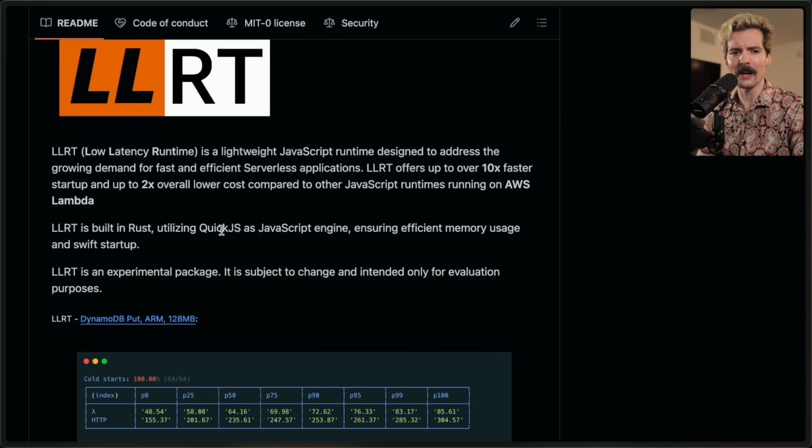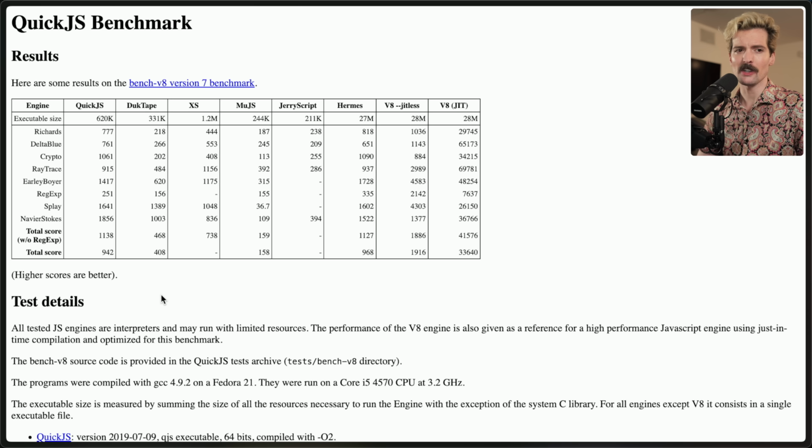LLRT being built on QuickJS is very interesting because I haven't seen many building around it for a long time. QuickJS is a C++-based JavaScript runtime. Here are some benchmarks that they posted a few years ago highlighting just how fast it can be, but also highlighting how V8 is much faster once you have longer things running.